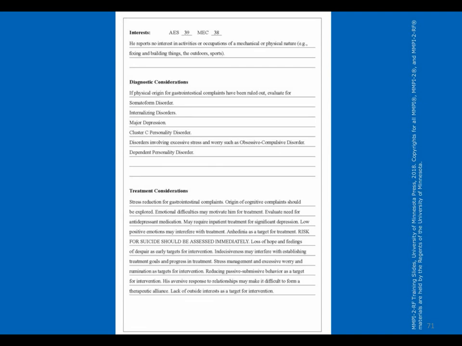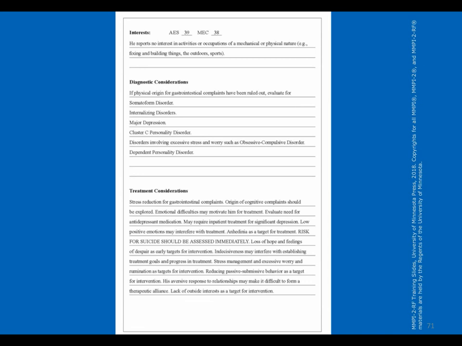And now we've come to the last page of the MMPI-2-RF Interpretation Worksheet. We begin with the interpretation of the interest scales. Among the interest scales, only mechanical physical interest is interpretable. That's a low score elevation here for MEC. And the interpretation is that he reports no interest in activities or occupations of a mechanical or physical nature. Next, we move into diagnostic considerations.